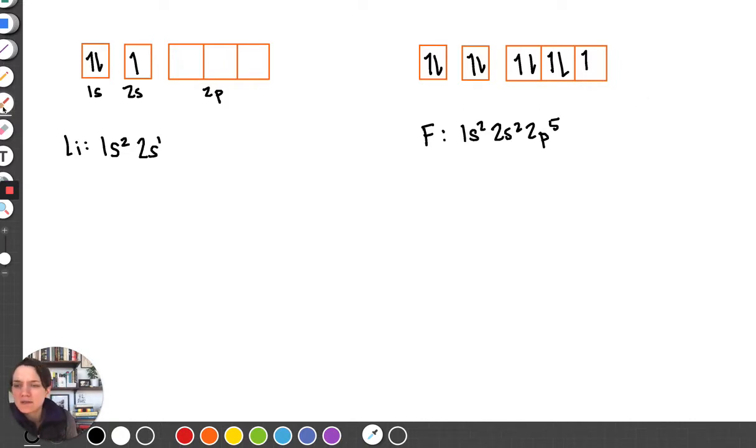And let's remember a vocabulary word that we learned at the end of our last chapter, which is that this 2s and 2p orbital, oops, I forgot to label that one.